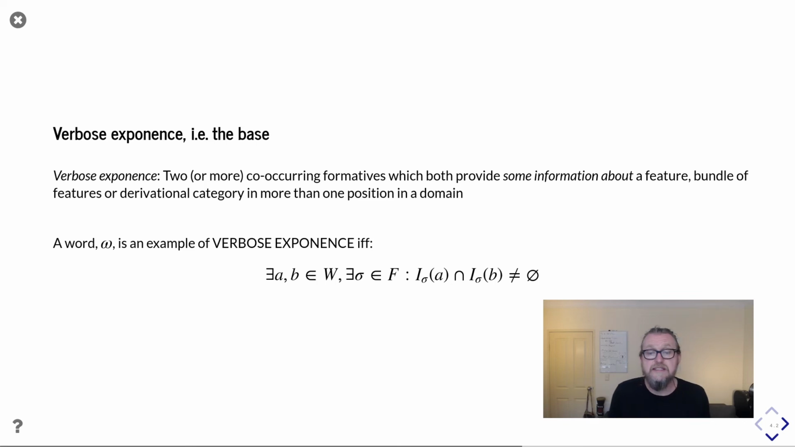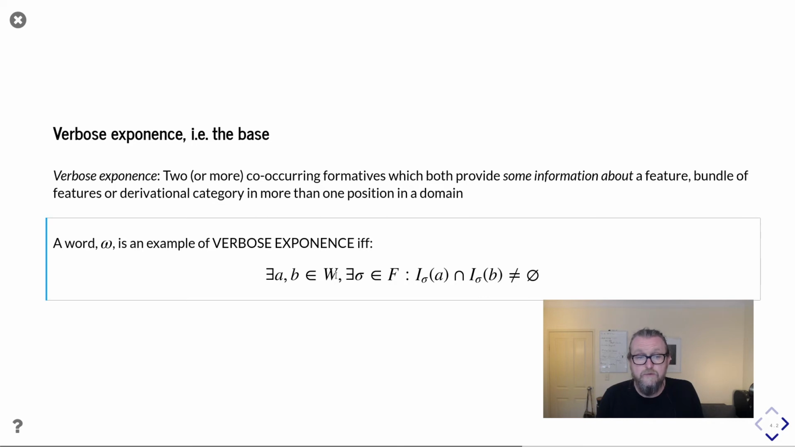So now we can define this explicitly in set theoretic terms using our model, right? We can say a word, omega, is an example of verbose exponents if and only if, and I'll just walk you through this, this isn't difficult to understand, there exist 2 formatives in the word form of that word, and there exists a feature in that language such that the information provided by one formative intersects with the feature provided by another, and it is not equal to 0. That is, the intersection is not 0, it's a positive intersection.